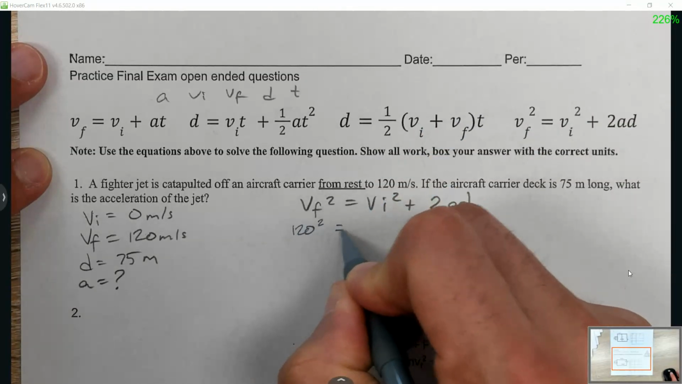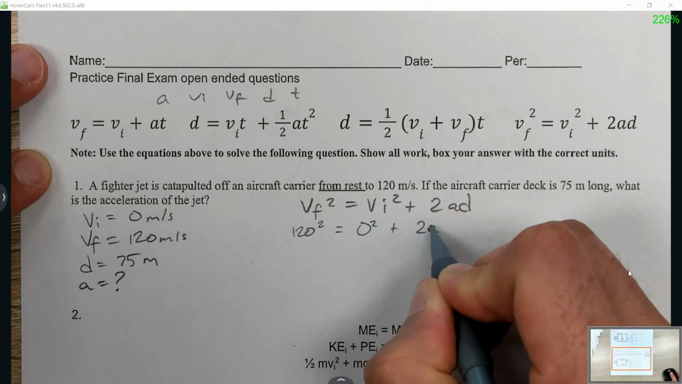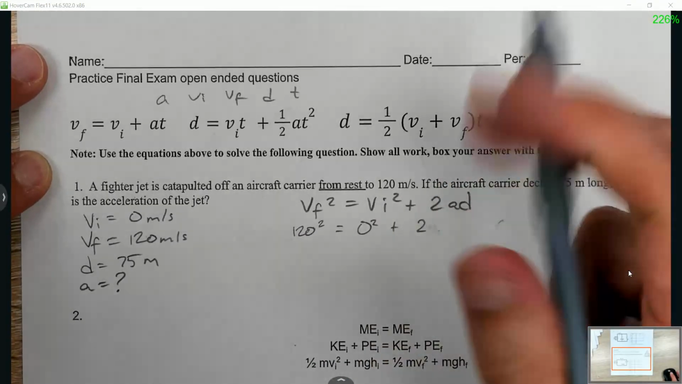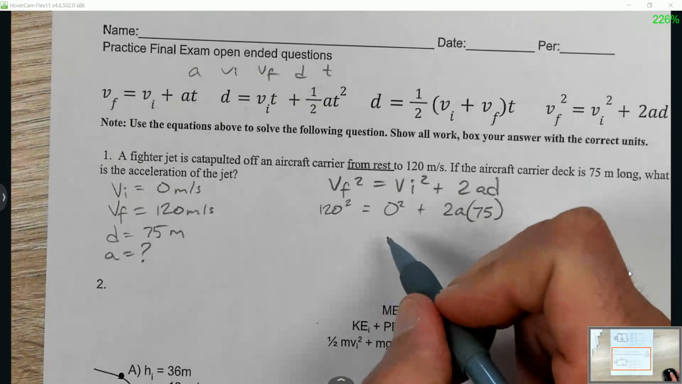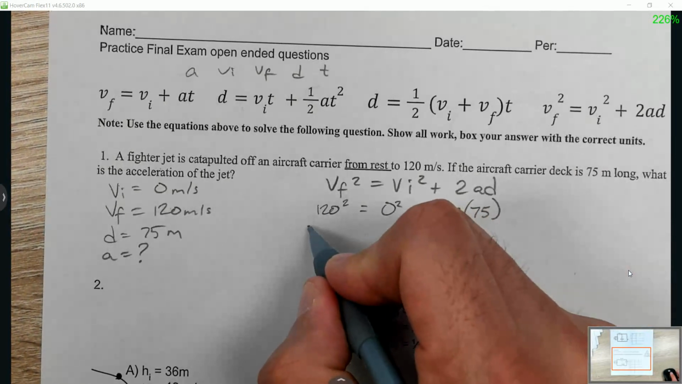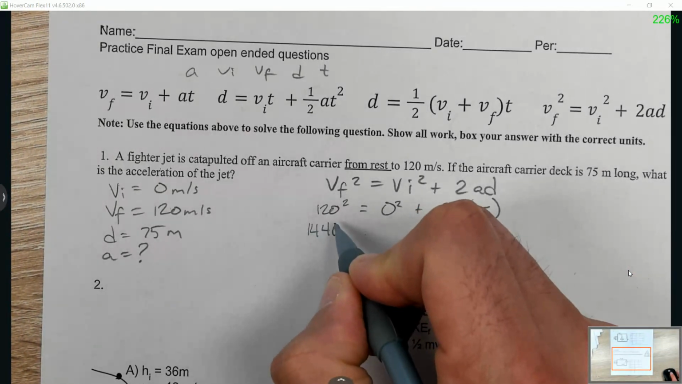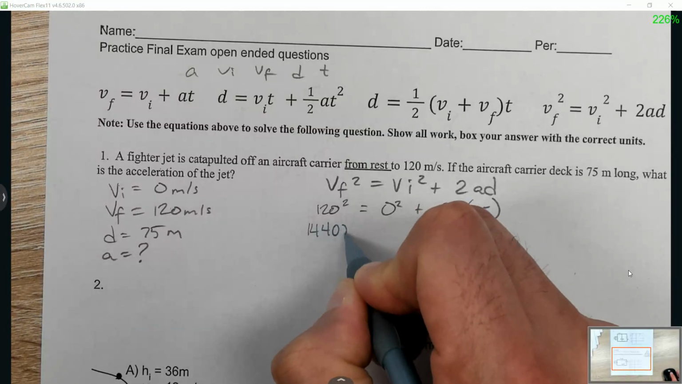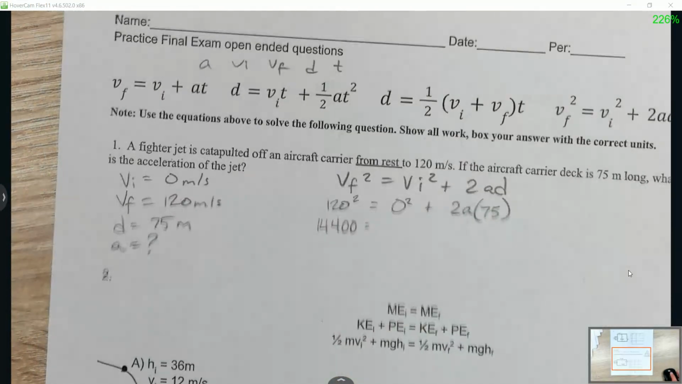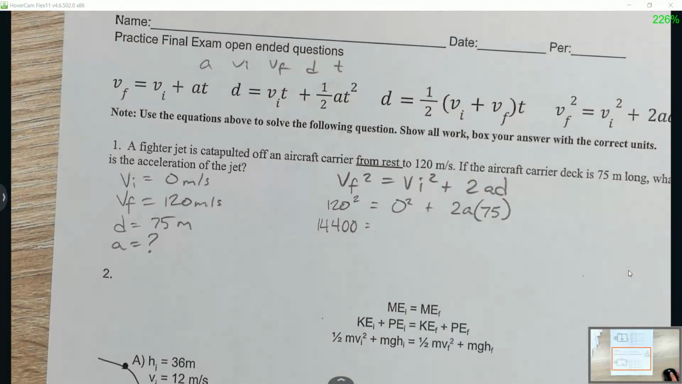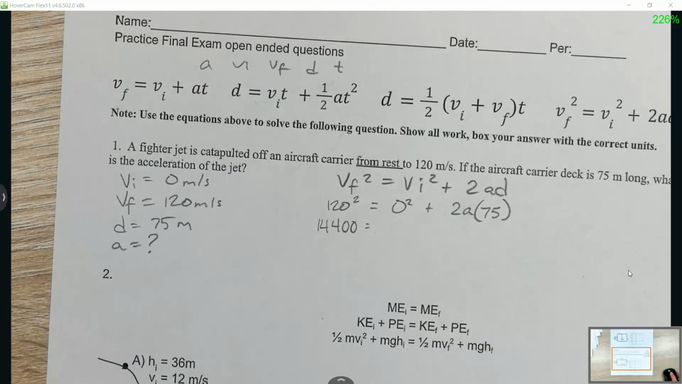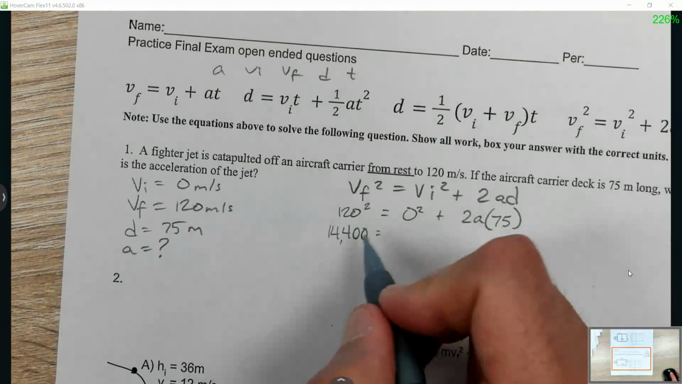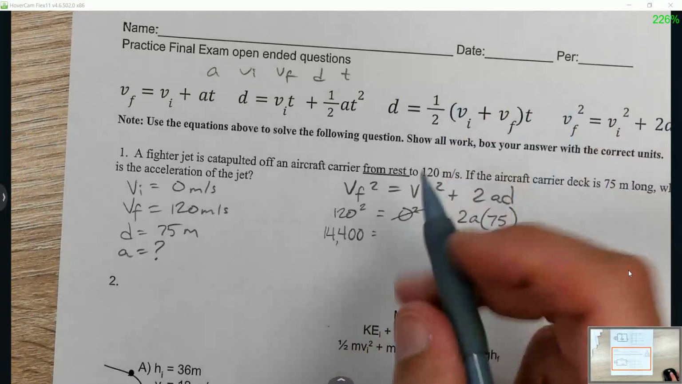All right, 120, don't forget the squares, 120 squared equals 0 squared plus 2 times A. Since we're looking for A, we're going to leave that, and the distance was 75. All right, plug it all into the calculator. 120 squared is 14,400. 0 squared goes away, so we don't even need to worry about it.